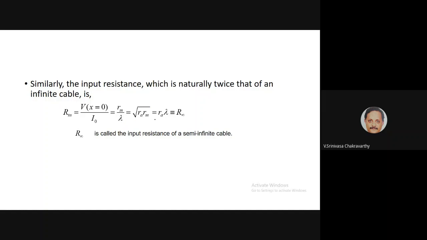Now this Rin for the semi-infinite cable, we'll denote by the notation R with subscript infinity symbol. So this R infinity is called the input resistance of a semi-infinite cable. We give this special notation because we'll express other quantities later. We will derive input resistances of finite cables later, and we will express the result in terms of R infinity of the cable. So let us remember this notation.